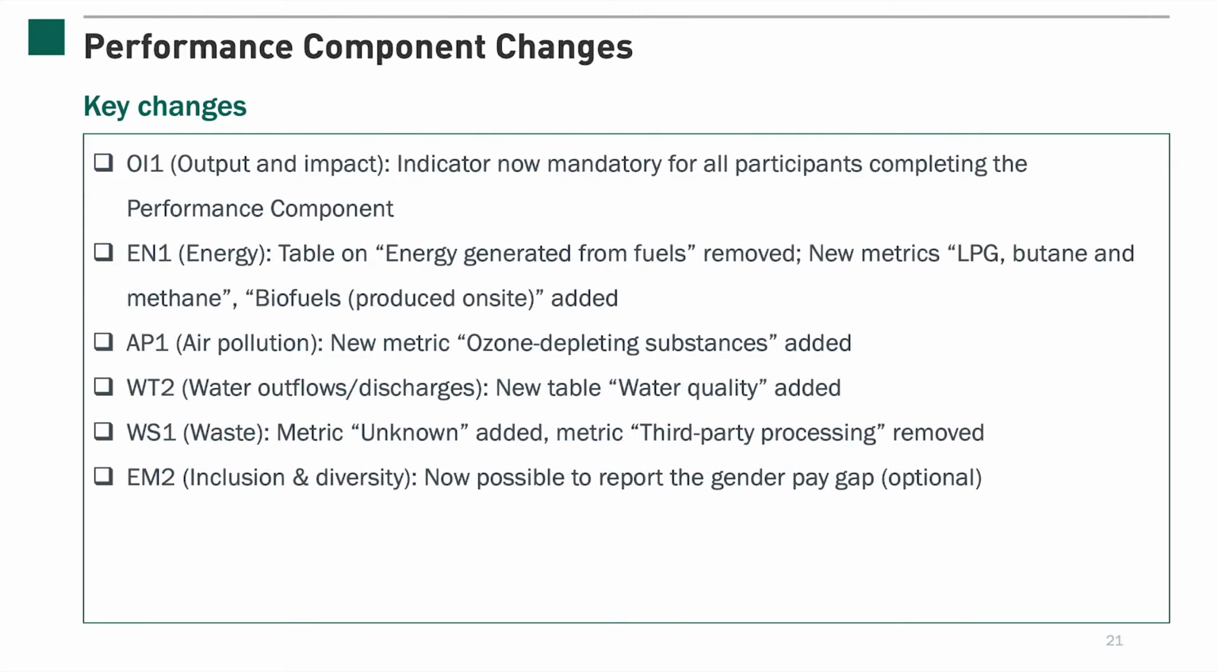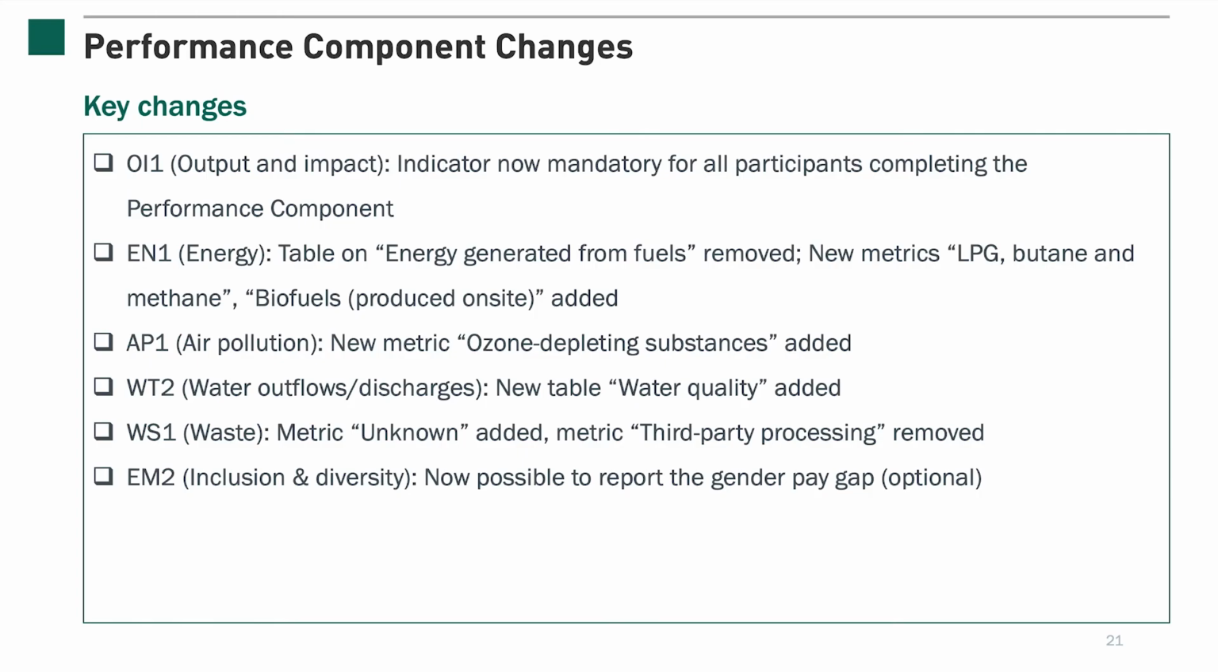Several changes were made to indicators in the performance component. First, the indicator OI1, Output and Impact, is now mandatory for all participants completing the performance component. This means that all participants will need to provide a measure of output for the reporting year. This will allow GRESB to calculate the output intensity for all quantitative indicators in the performance component and facilitate investors in benchmarking assets on their ESG performance.